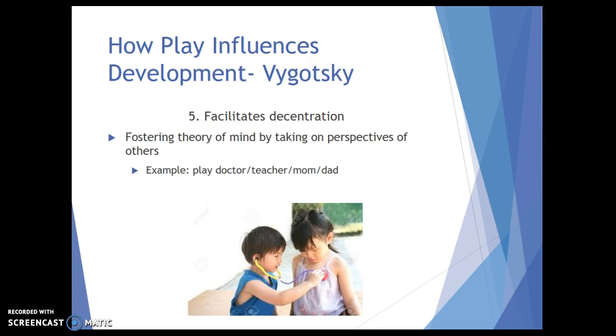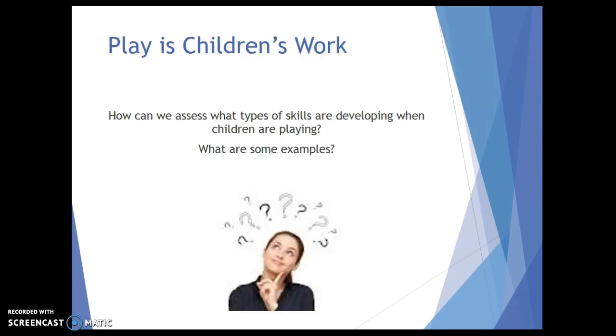So this brings us to our first question. And this question I'd like you to write down. So take out a piece of paper if you haven't already been taking notes. And this is the question that you're going to answer on the discussion board. So the question is, how can we assess what types of skills are developing when children are playing? So think of some examples.